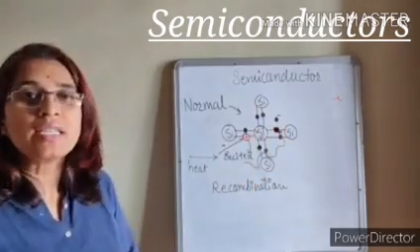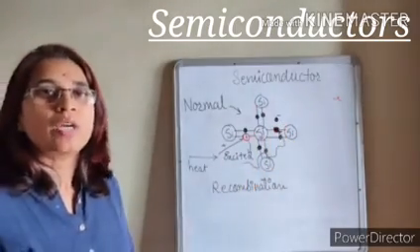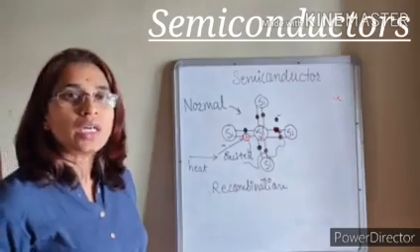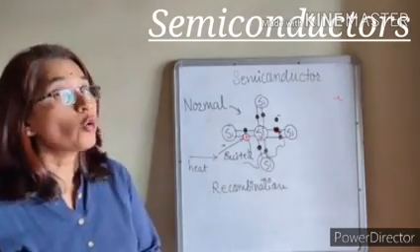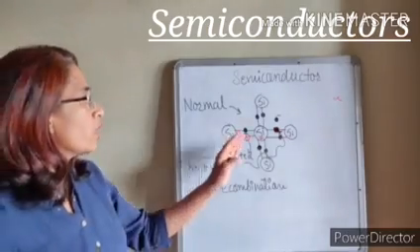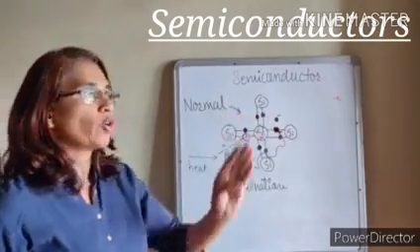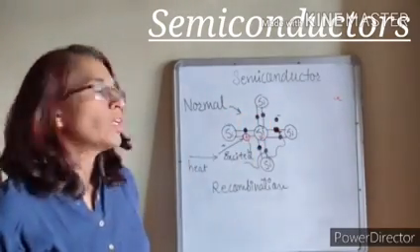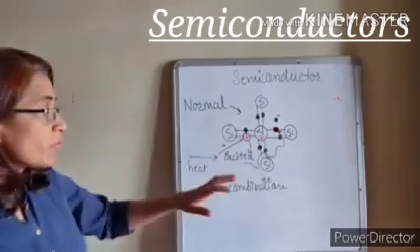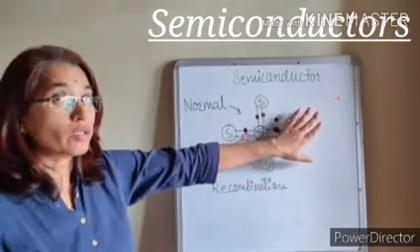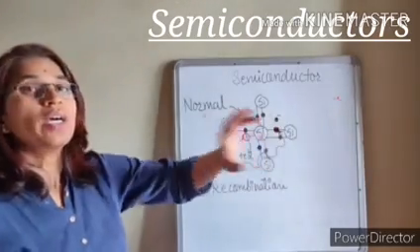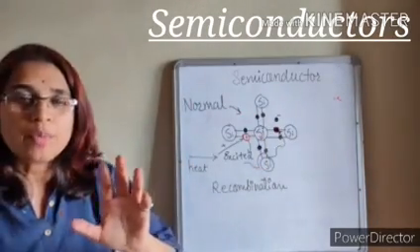It means that after supplying thermal energy, equal numbers of holes and electrons are generated, that is, a pair of hole and electron is generated. Here also we can see that a pair of hole and electron is generated. Now these electrons are freely moving in the crystal. As I told you, it moves for some time.